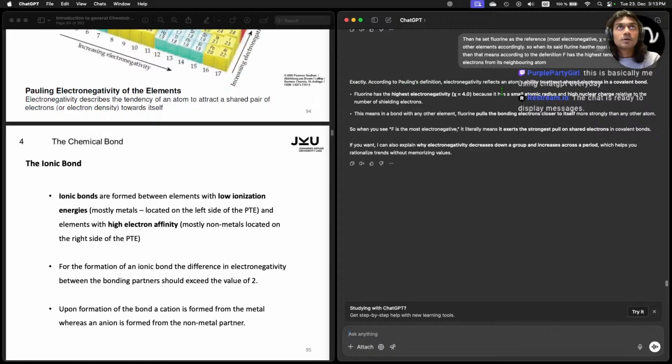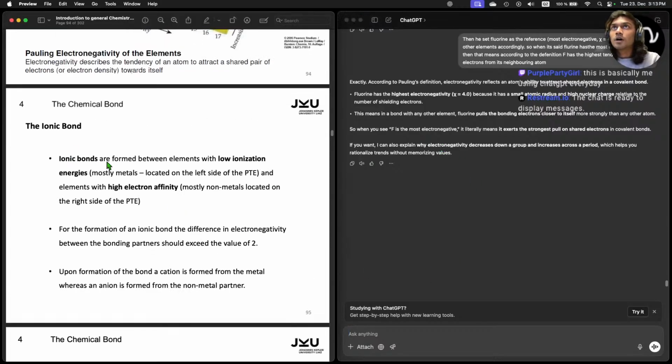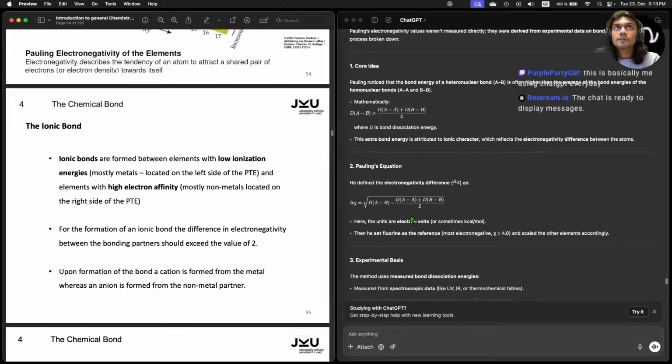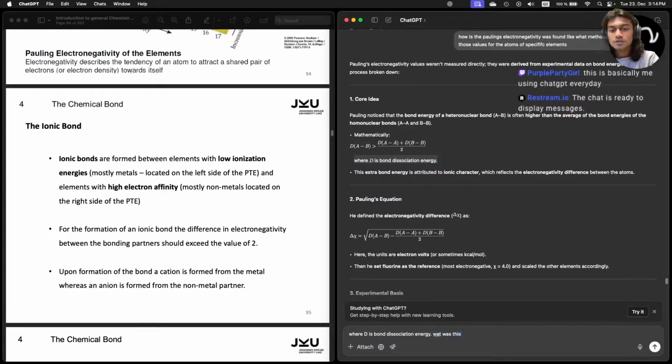Exactly. According to Pauling's definition, electronegativity reflects an atom's ability to attract shared electrons in the covalent bond. Highest electronegativity. So ionic bonds are formed between elements with low ionization energy. And Pauling used bond dissociation energy. What was this exactly?